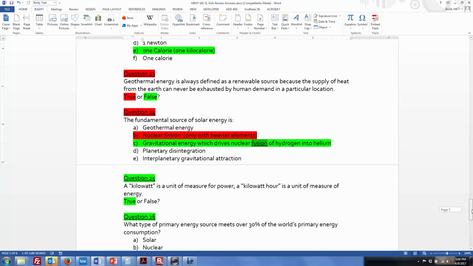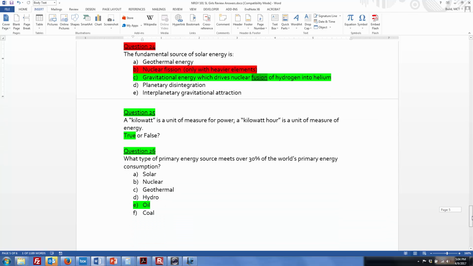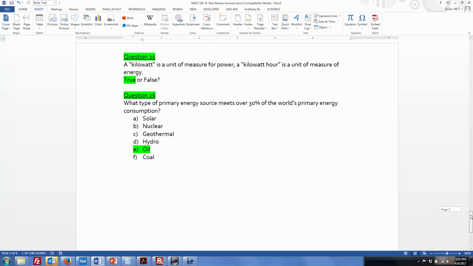Question 25. Kilowatt is a unit of power. Kilowatt hour, unit of energy. Perfect. Very good. What type of energy meets over 30%? Oil. Crazy, but true.